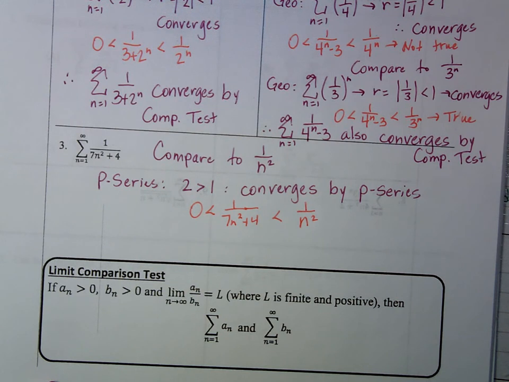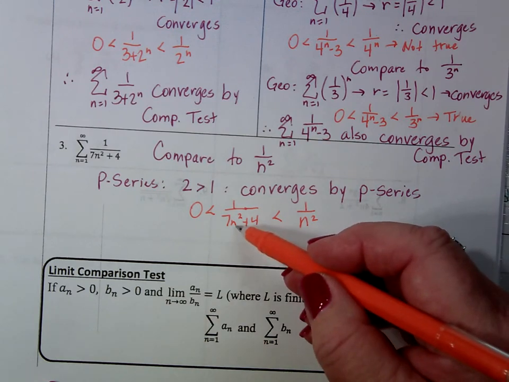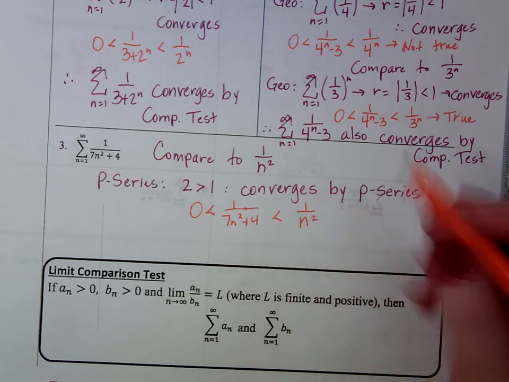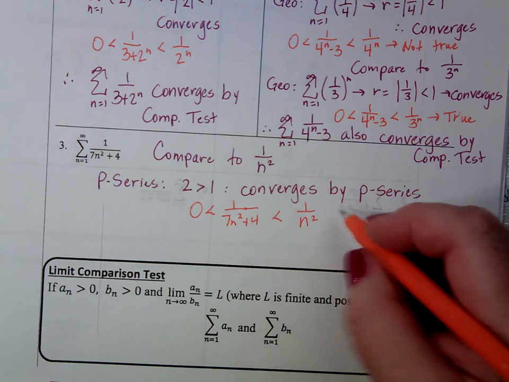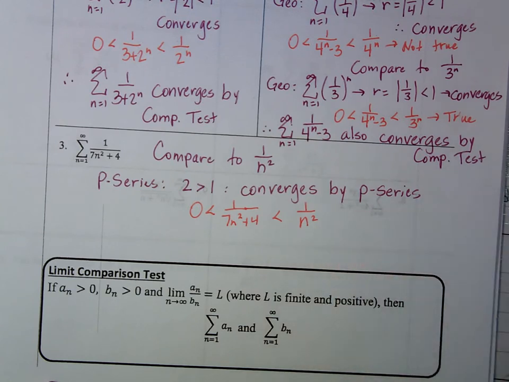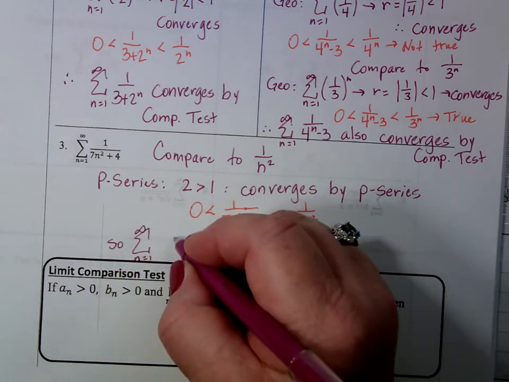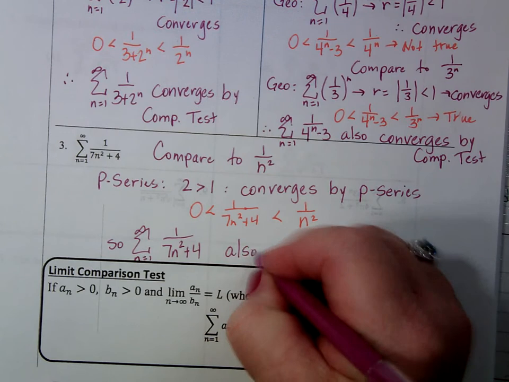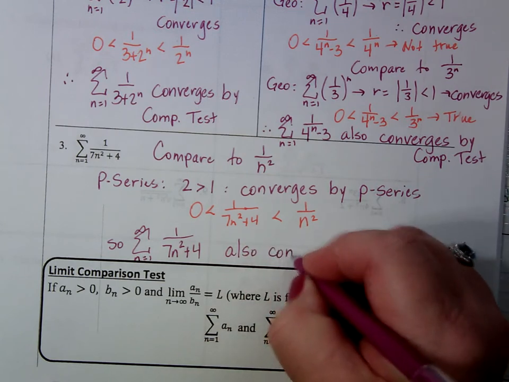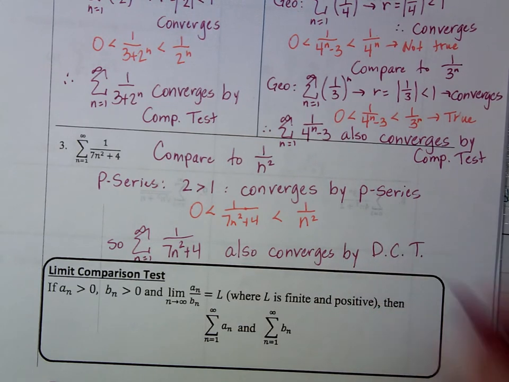Let's use a 2. Check it out. 2 squared is 4. 4 times 7 is 28. Plus 4 is 1 over 32. Is 1 over 32 smaller than 1/4? And we say yes, yes it is. And so this is true. And so since it's true, I therefore know that my series I was really trying to work with also converges by the direct comparison test. Direct comparison test. Okay. There it is.